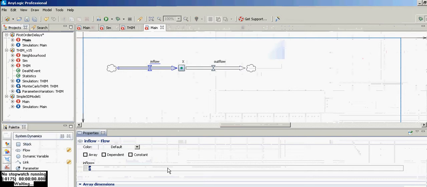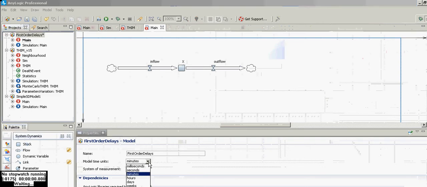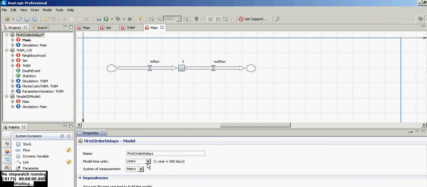It means one person per what? Per time unit. And what is the time unit? Where can I find that in any logic model? Yeah, it's for the model as a whole, and I want to make it years. So I go to the model as a whole, and I make it years. These will be useful skills for projects that you're going to be doing, for assignments. I'm going to be posting the first assignment today, and it'll be useful to know where to go to set the units. Okay? Great.